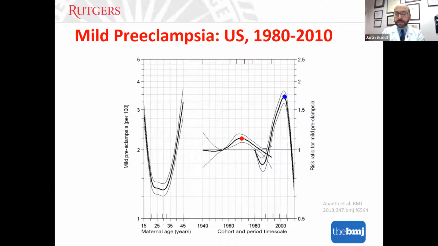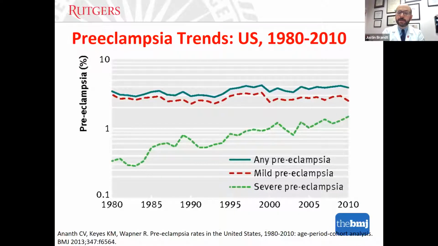Looking on the far right at the period effects and using 2000 as the reference, we see a substantial reduction in rates of preeclampsia during this time period. Concurrently, while preeclampsia rates are decreasing, this looks at the percentage of preeclampsia by mild and severe features. And we see the rates of preeclampsia with severe features have increased during this time period between 1980 and 2010.